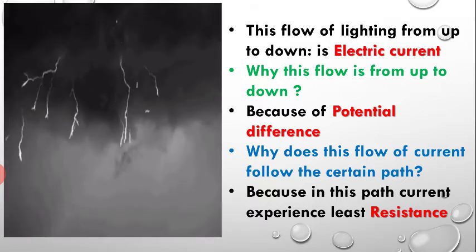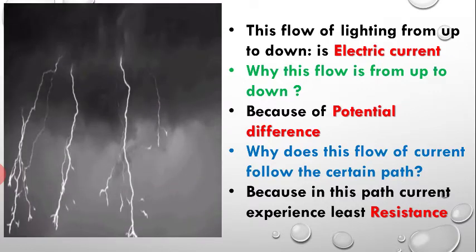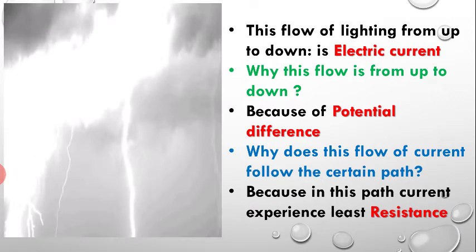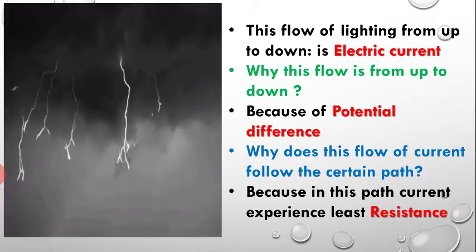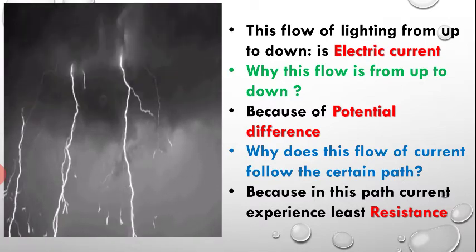Okay, these three concepts you need to understand. First, the electric current. Second, the potential difference, and third is resistance. The potential difference provides the force by which the electric current flows, and the resistance is something that is resisting the flow of electric current. Okay, now we will discuss this in a little more detail.